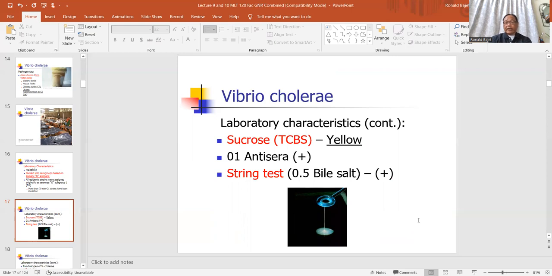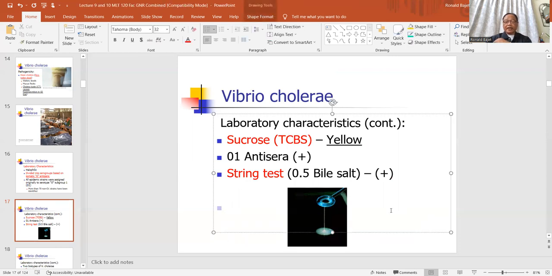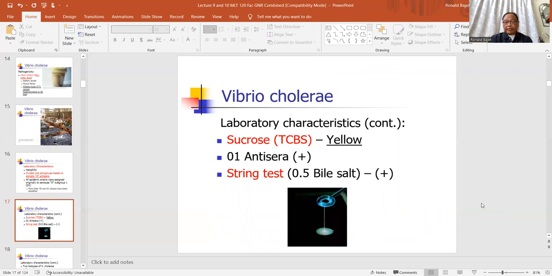The string test is when you make a suspension, like in the image down below, and with your loop, you dip into the suspension and pull it up, and it looks like you're pulling up string. So that's the string test. There's another string test that I'm going to talk to you about when we get to parasitology. But this one is a string test for Vibrio cholera, colonies in suspension.